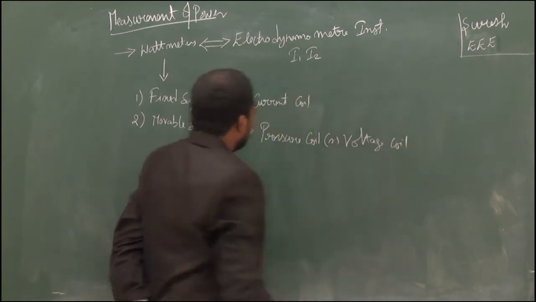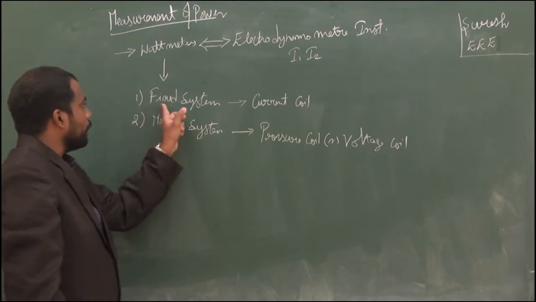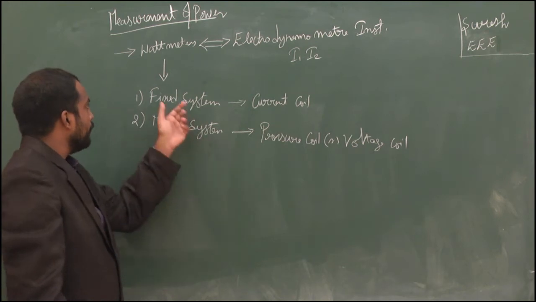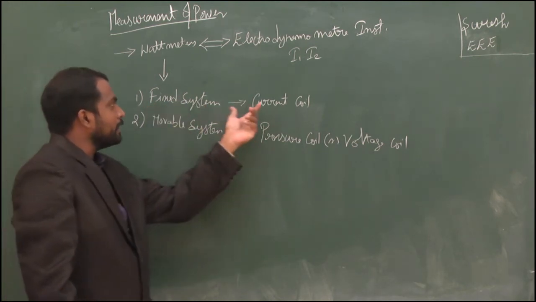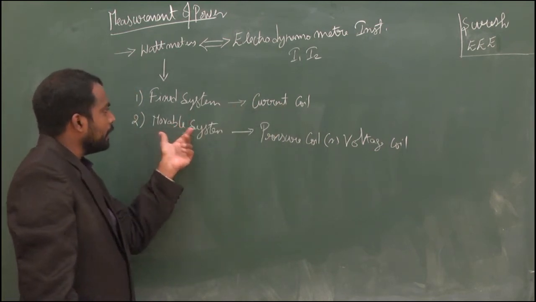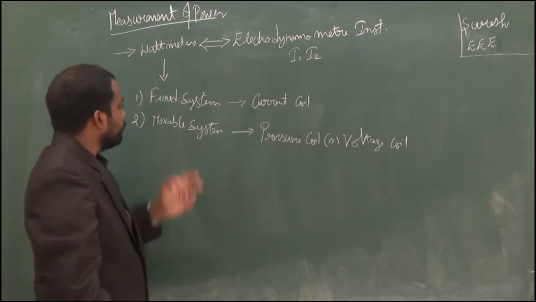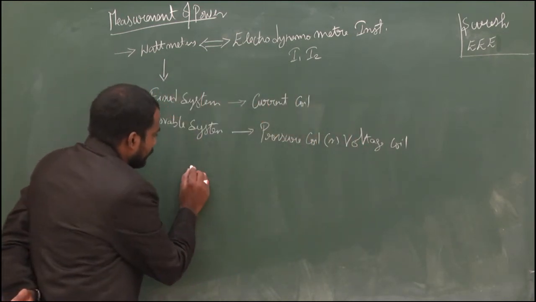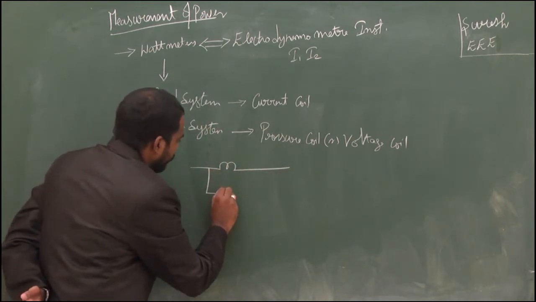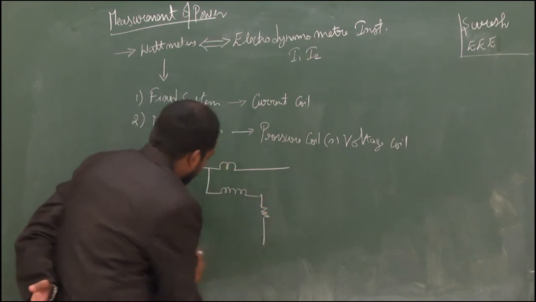That means a wattmeter generally consists of two systems. One is the fixed system and the other is the movable system, where the fixed system measures the current quantity and the movable system measures the voltage quantity of the system. The construction of a simple wattmeter type instrument is shown like this.